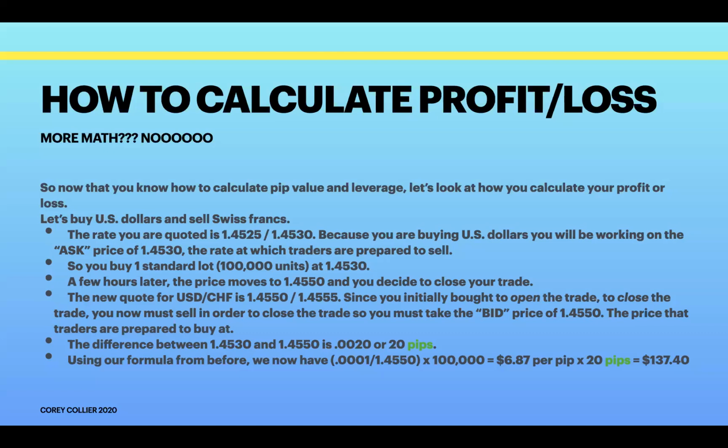So using the formula from before, we're now at what? $6.87 per pip. Multiply that by 20 pips. $137.40, guys, is your take-home money. Minus, I guess, any kind of fees or anything like that, depending on the broker you're trading with.